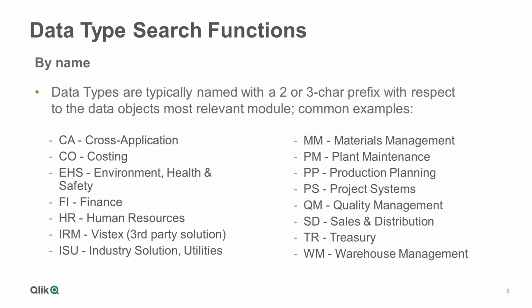Most data types have a naming convention that uses a 2 or 3 character prefix, and most are named with respect to the data object's principal module. On this slide, there is a comprehensive list of the most frequently used naming conventions within the Gold Client configuration. I'll give you a few moments to look these over.